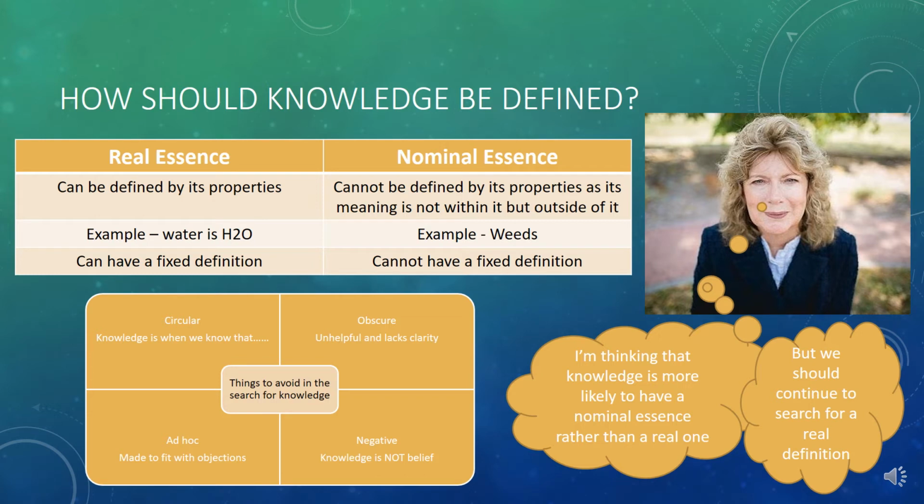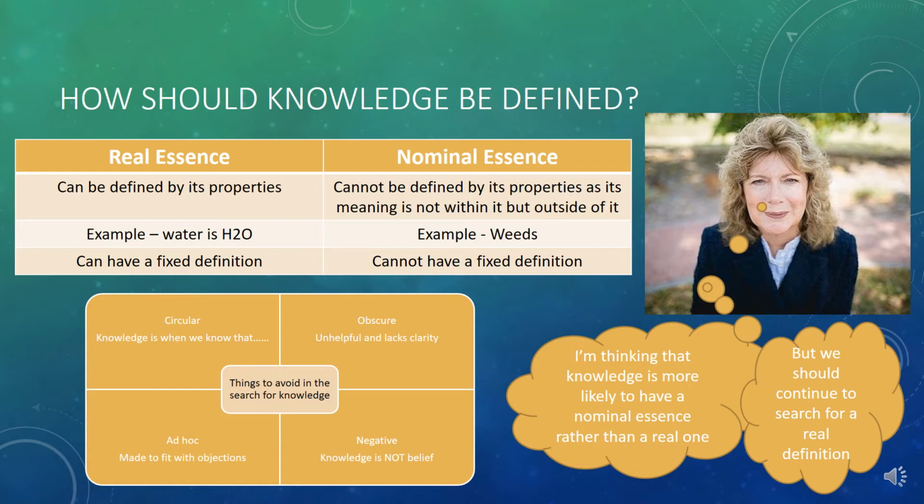So how should knowledge be defined? Well, let's have a look at the work of Linda Zagzebski, because she is on your anthology and you should be aware of her ideas here. Linda Zagzebski makes it clearer about what we mean by defining things. And she says, well, some things have a real essence in that they can be defined by what they consist of, by their properties. For example, water can be broken down into H2O. That's exactly what it is. So it can have a real essence because it's made up by certain real things.